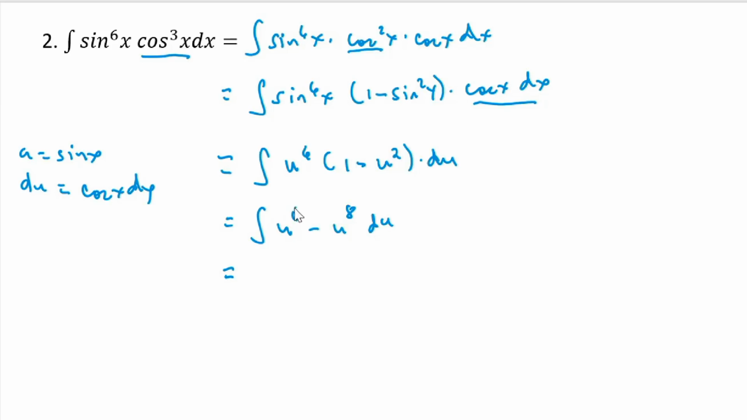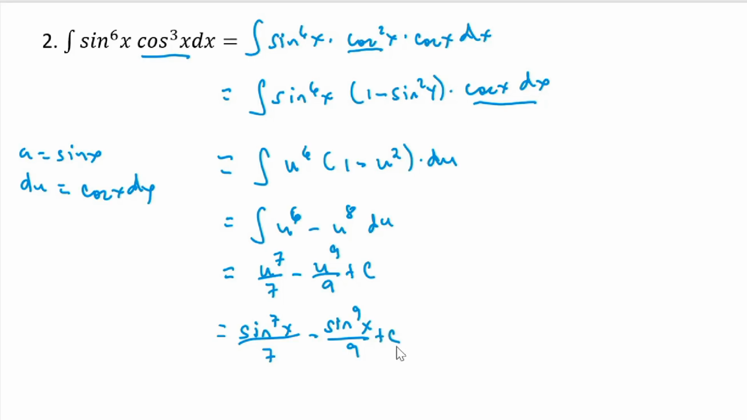So by integrating now using the power rule, we can write u raised to 7 over 7 minus u raised to 9 over 9 plus a constant. And then we're going to change now our u in terms of sine. So therefore we have sine to the power of 7 of x over 7 minus sine to the power of 9 of x over 9 plus a constant. So that's now the answer for number 2.